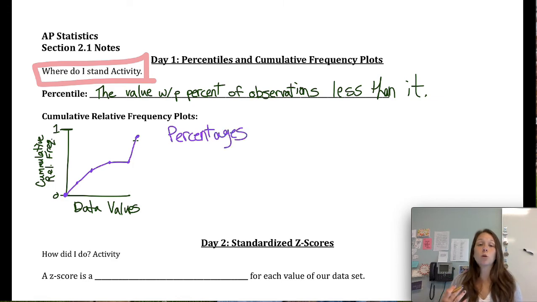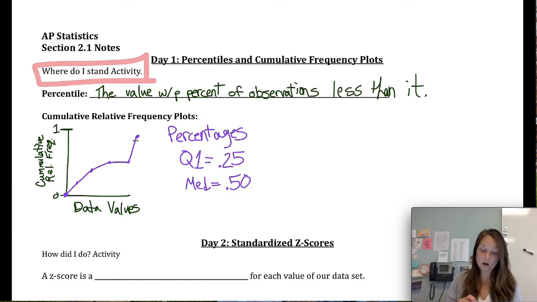If you're given a cumulative relative frequency plot, you can find your interquartile range, your median, your Q1 or Q3. Q1 is always at the 25th percentile mark. The median, or Q2, is at the 50th percentile mark, and Q3 is at the 75th percentile mark. So just some things to keep in mind.